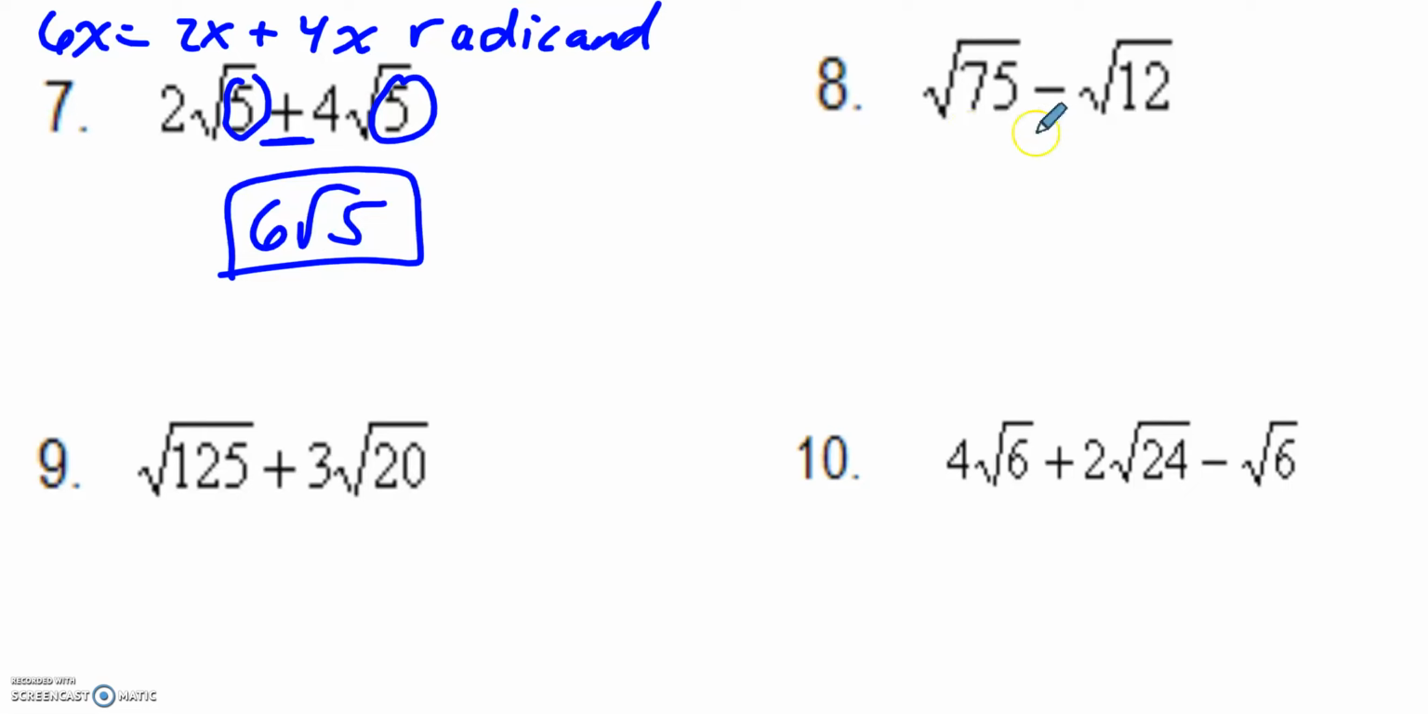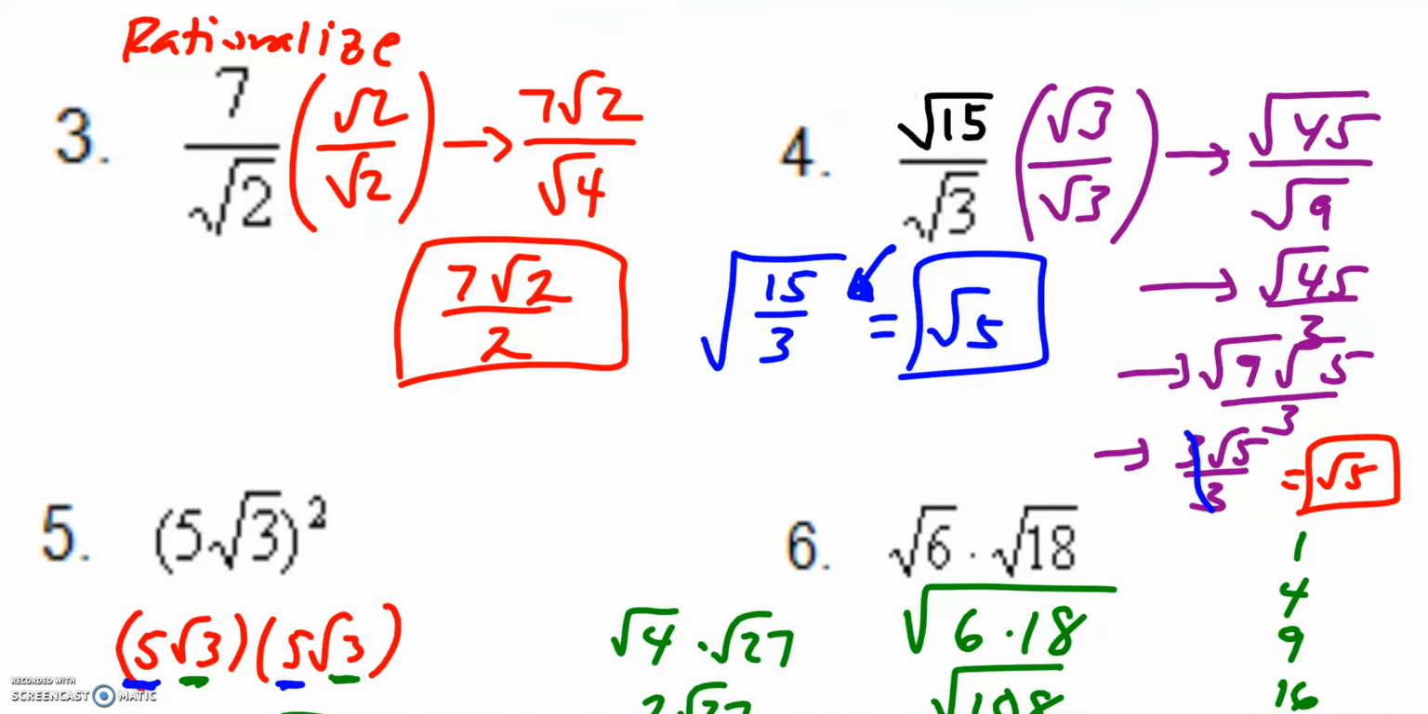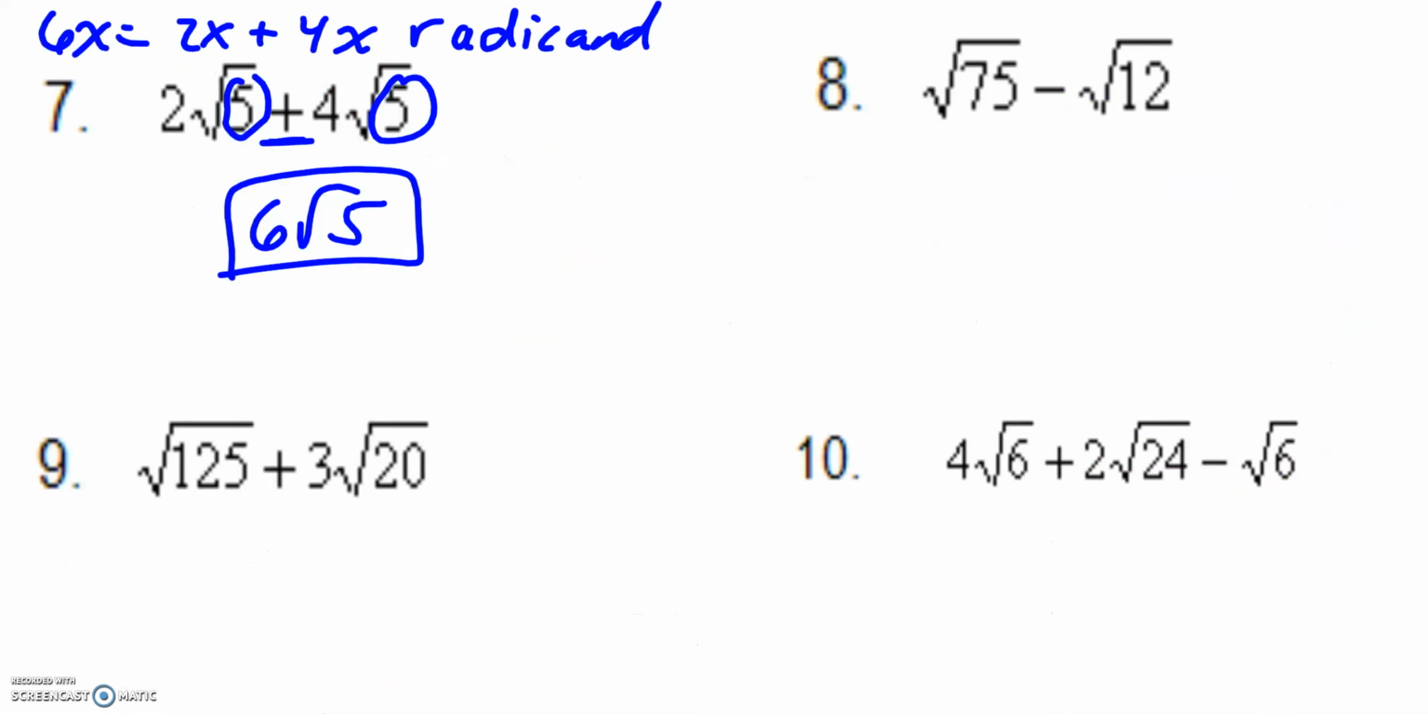Number 8. Now, as is, I cannot do anything with this answer because root 75 and root 12 are not like terms. And yes, if I go back to the previous slide, yes, I can multiply any radicals that I want, but I cannot add or subtract any radicals that I want. So what I can do is see if this radical can be split into 2 radicals, one perfect square, one not, and split root 12.